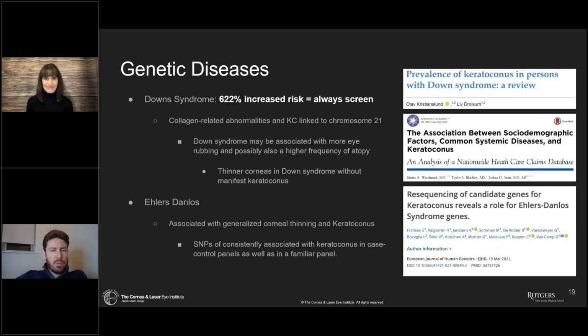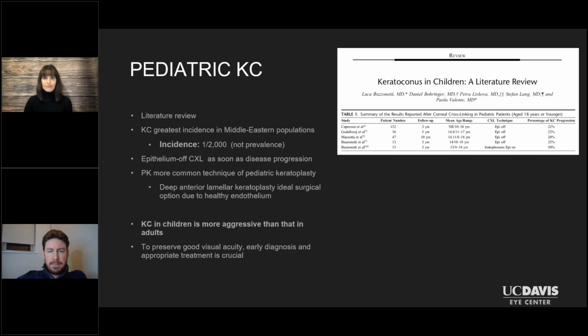Yeah, one of the things that you want to really screen for is patients with Down syndrome. If we look at the risk on these individuals, they have a 622% increased risk for keratoconus compared to the normal population. So when we look at this, just screen your patients who have Down syndrome with a corneal topographer. And yeah, it's a very, very high yield on that. So really everyone who has Down syndrome should have an eye exam with imaging.